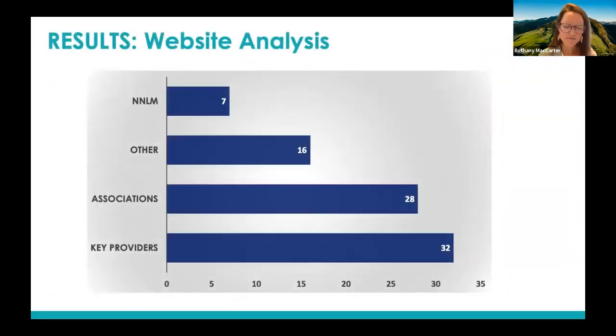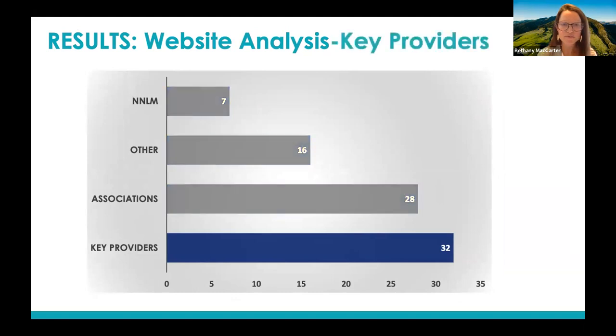Our websites could be broken down by websites from key providers, such as hospitals or infertility clinics that were in the region. Then we had professional associations, such as ACOG or ASRM, resources obtained from NNLM, and other, which were websites that didn't fall into those other three categories. I'm going to zoom into some of these for some insights as well, starting with the key providers.